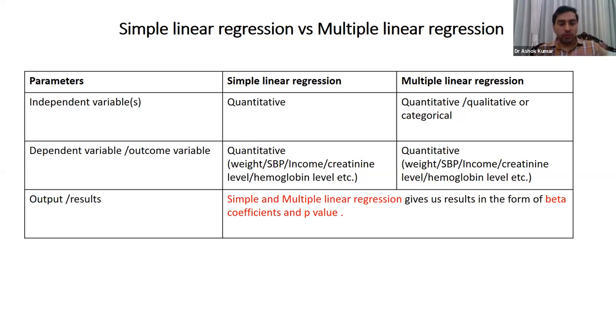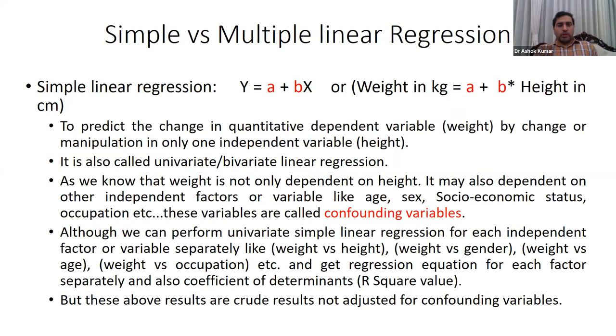Simple and multiple linear regression give us results in the form of a beta coefficient and p-value. Then we have to make one regression line. I will show how to make it. So you have to understand simple versus multiple linear regression.